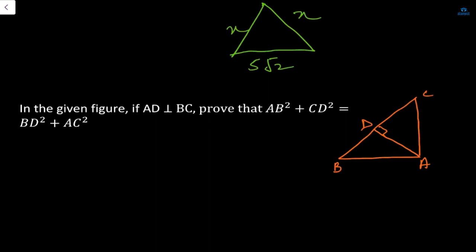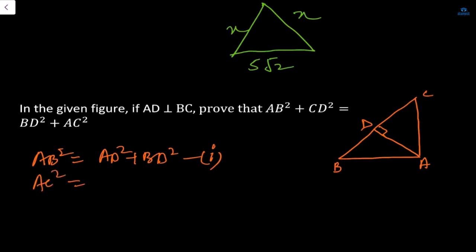Then ma'am, got the answer. Just writing the last step. One you will get, that is AB square, proved, equal to AD square plus BD square. Ma'am, there I got AC square is equal to AD square plus AD square. Ma'am, I subtracted both the equations.